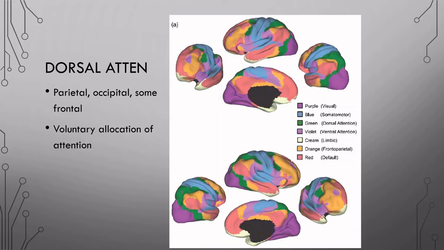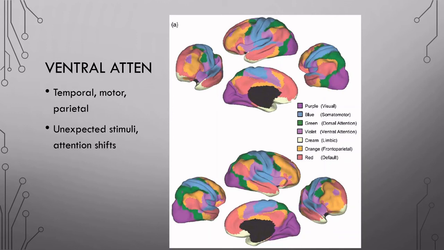There are 2 resting state attention networks. The first one is the dorsal attention resting state network, and this is shown in green and includes parietal, occipital, and some frontal regions. The dorsal attention network deals with our voluntary allocation of attention, so the things that we choose to fixate on and then send up for higher processing in the brain.